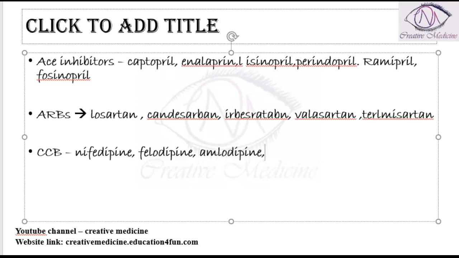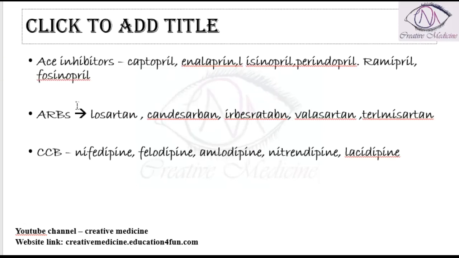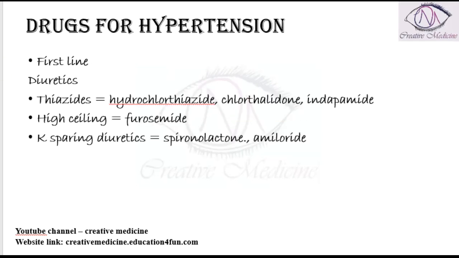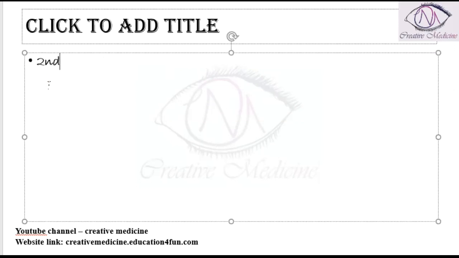amlodipine, nitrendipine, lacidipine. So these are the calcium channel blockers which are given. All these are the first line drugs: diuretics, ACE inhibitors, ARBs and calcium channel blockers. Beta blockers are not first line drugs according to JNC 8 criteria, so we do not write beta blockers here. Now the second line drugs.